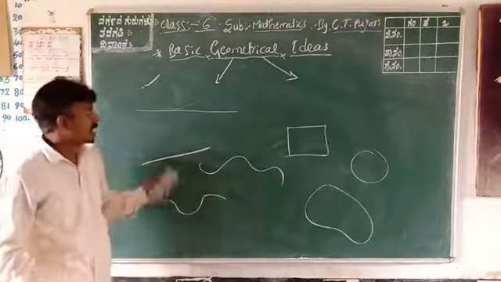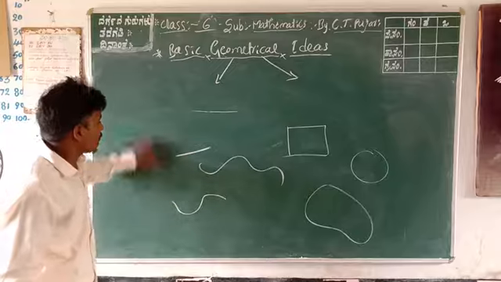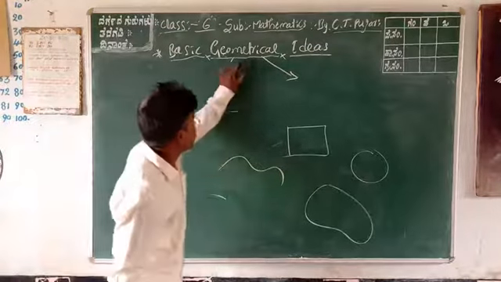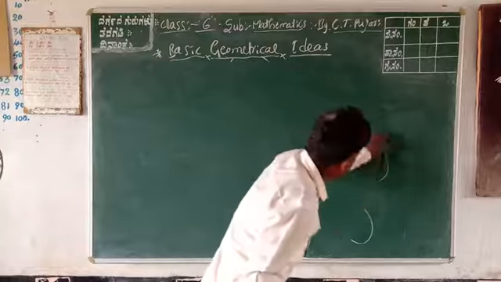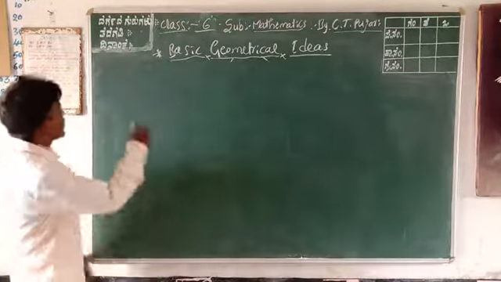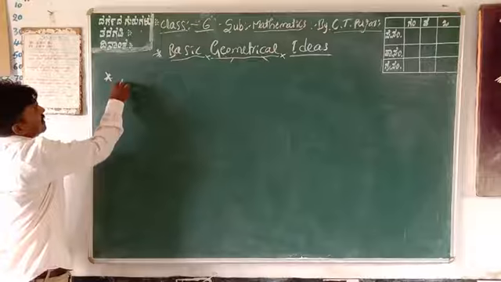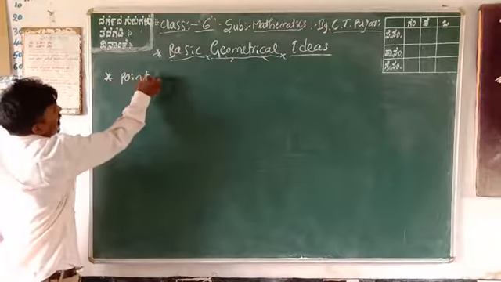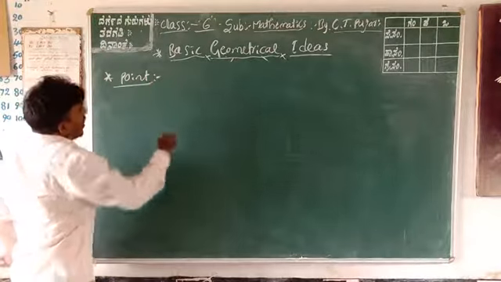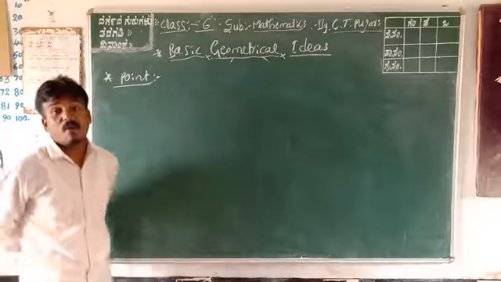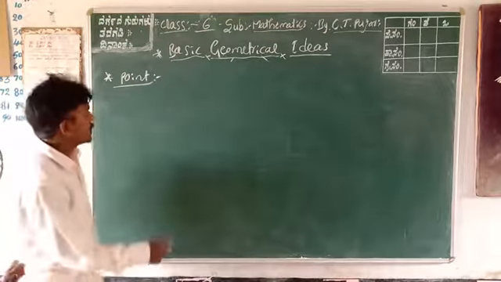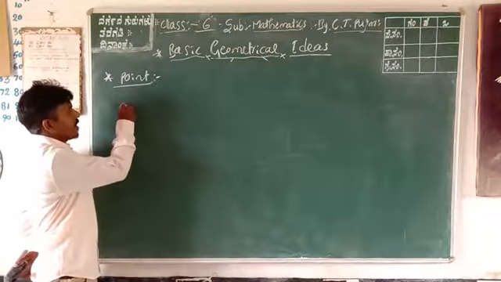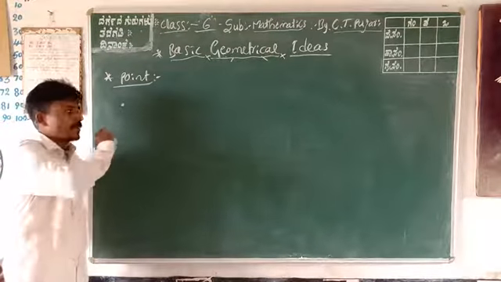The first one is what? Point. What is a point or dot? What is the definition of a point? This figure is a point. This is a point. What is the definition of a point?